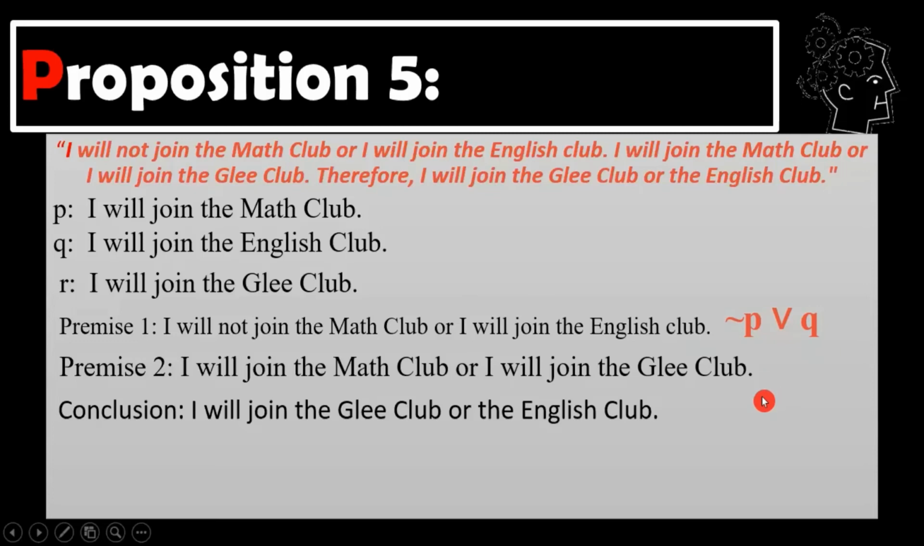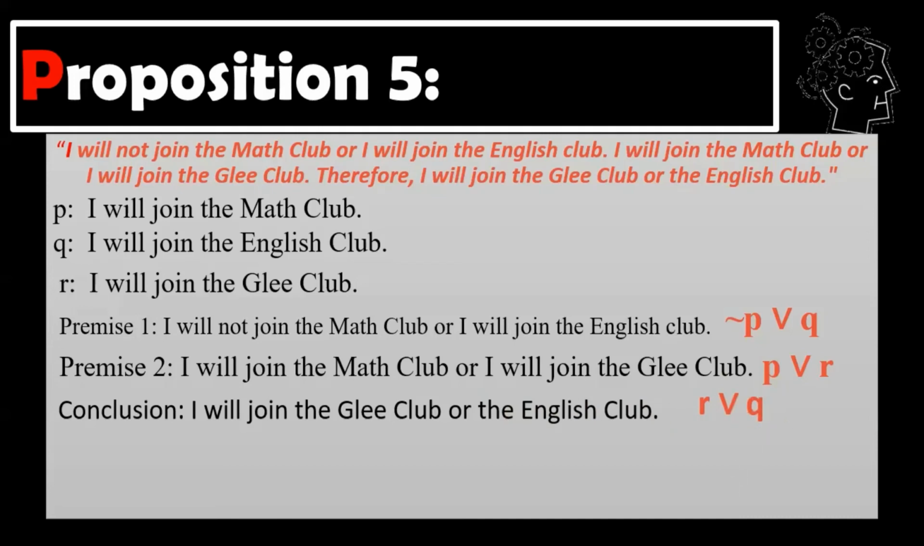For our second premise, that is, I will join the math club. So proposition P or, so this is now the symbol for or, then I will join the glee club. So that is proposition R. For our conclusion, that is, I will join the glee club, proposition R, or, so this is the symbol for or, then the English club. So that is proposition Q.